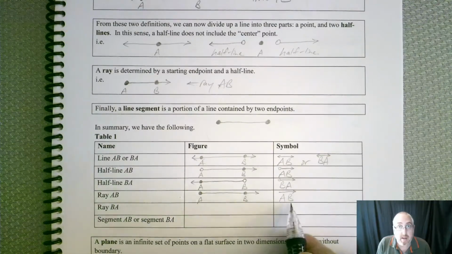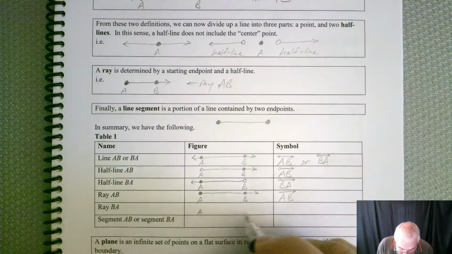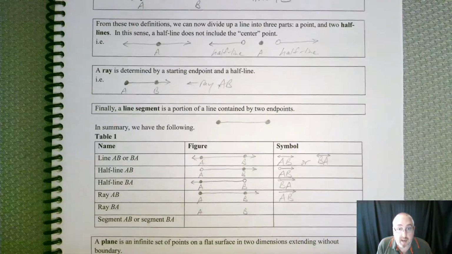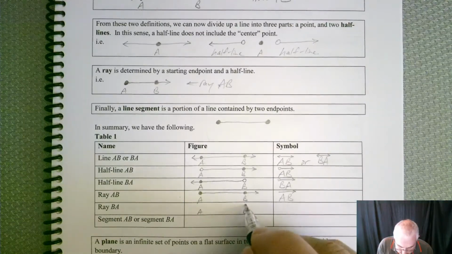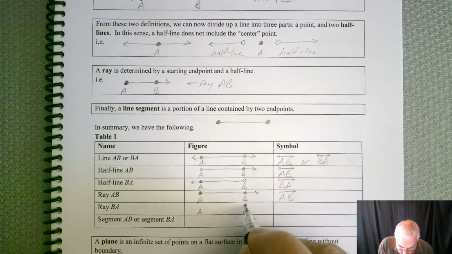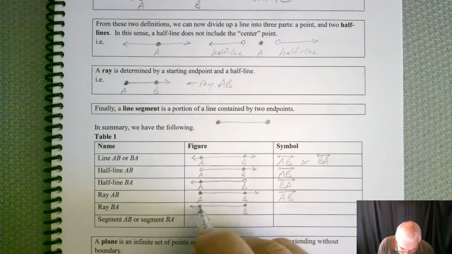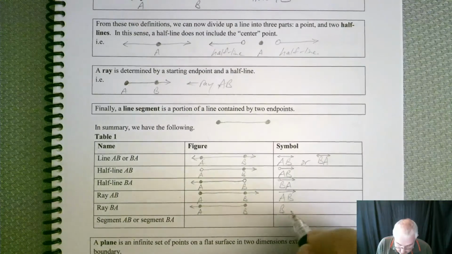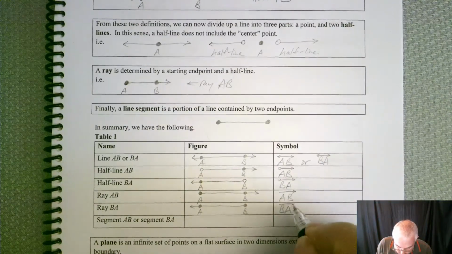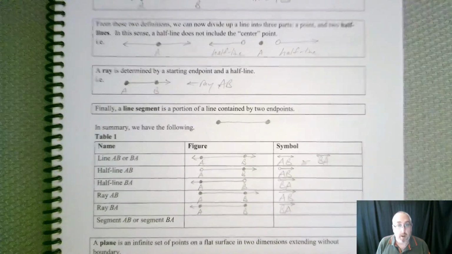It's implied, essentially. So ray BA, if we keep the letters in the same spots, now they want you to start at B and pass through A. So now we are going to the left, and we'd have something that looks like that. But the notation, the symbol, is still that one-headed arrow to the right.